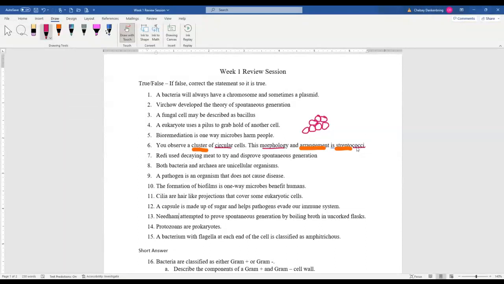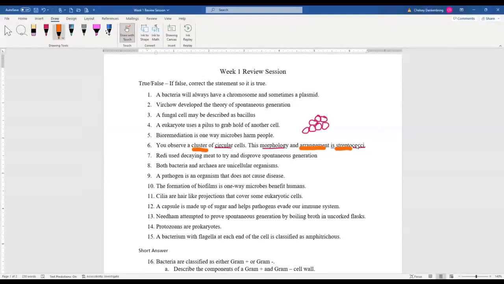Anytime I ask for morphology and arrangement, you always, always, always give me the science term. I cannot tell you how often on an unknown report somebody will tell me it's a cluster of circles. You don't get any points for that, y'all, because that's not micro terminology. I say it sometimes in reviews and on the videos to help you understand that a cluster is staphylo, so I'm familiarizing y'all with the common term and the science term. But on assessments, you always use the science term. So what would streptococci look like?